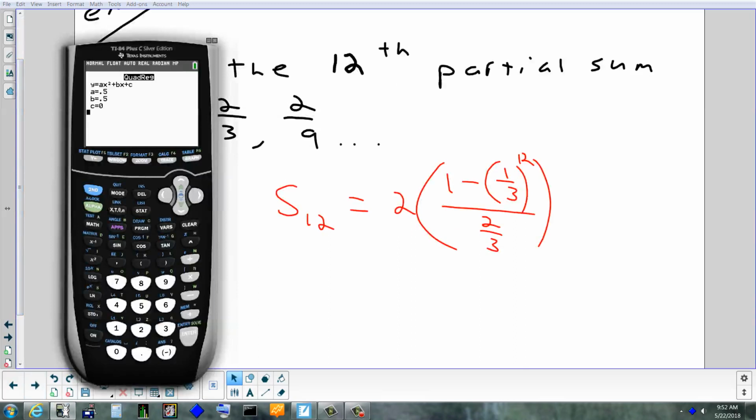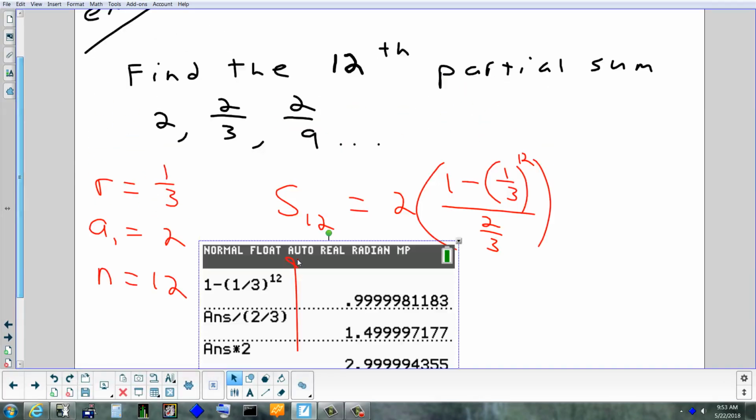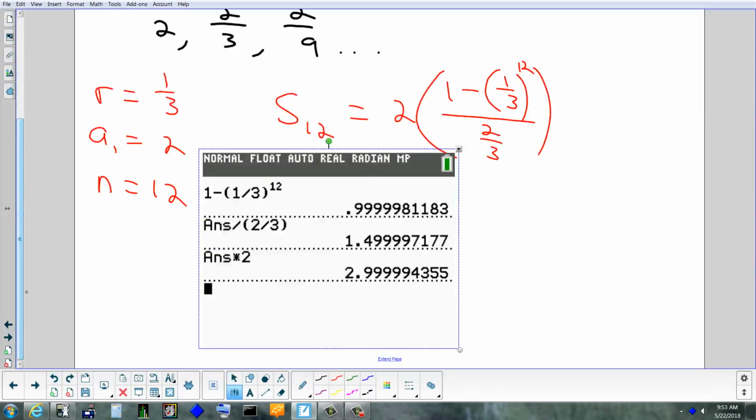Easiest way to type that in is probably in stages. So let's do 1 minus 1/3, close parentheses. That way the exponent of 12 will apply to the whole thing. Divided by 2/3. Let's put that in parentheses. Times 2. So if you add up the first 12 terms in this sequence, you get that. So S sub 12 equals 2.999994355.